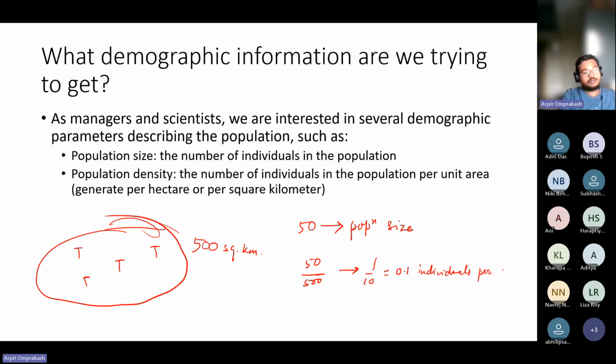Yeah, 0.1 individuals per square kilometer. Since this does not make a lot of sense, we can't have fractional individuals, what we can do is multiply it by 100. So we have 10 individuals per 100 square kilometers. And this is now known as the population density. It basically tells us how packed a given geographical area is with the given species or population.